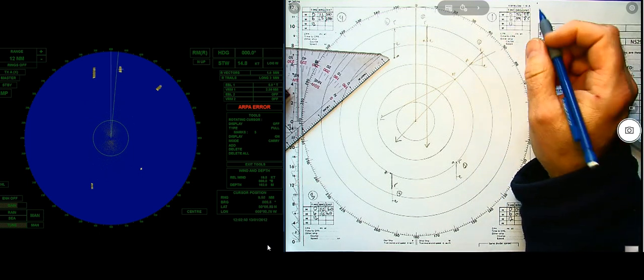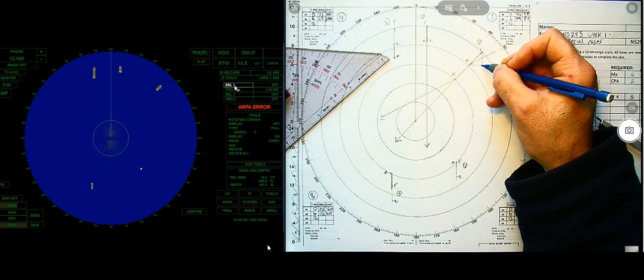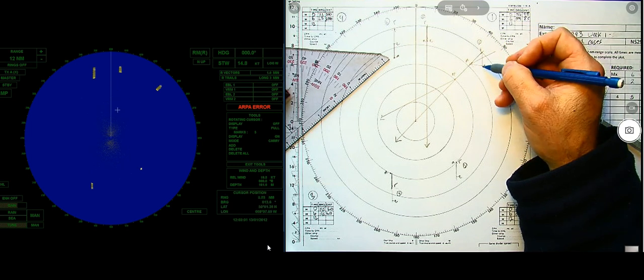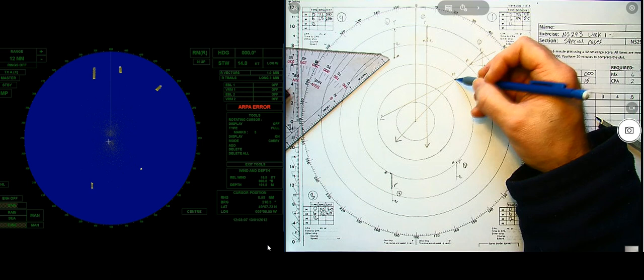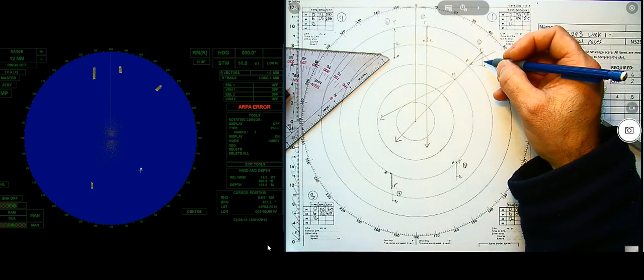Now, the target vessel is still going to continue on this course, which is something a little bit more than 270. His speed is a little bit slower than ours. We can actually figure out exactly what it is if we wanted to. But right now I'm interested in figuring out what course I should steer. So let's go ahead and figure that out.